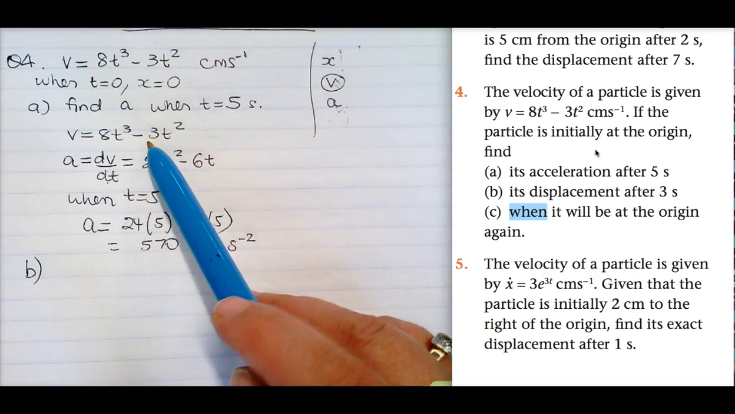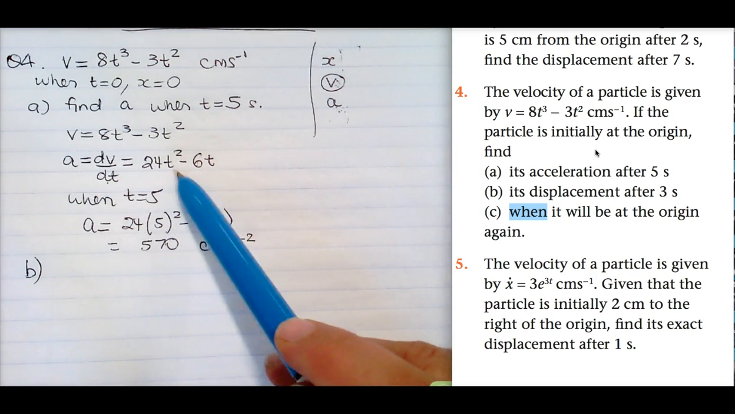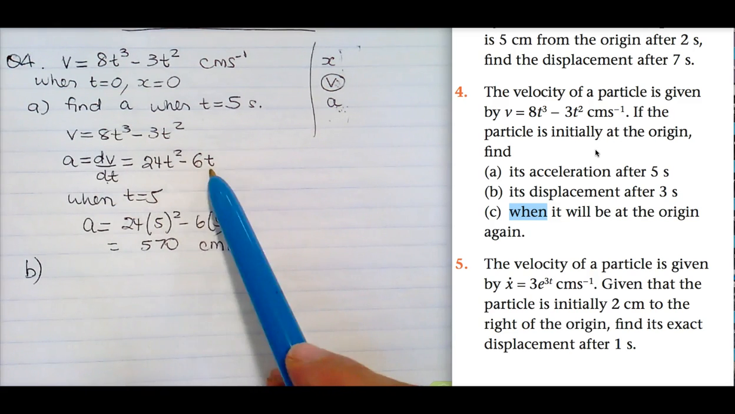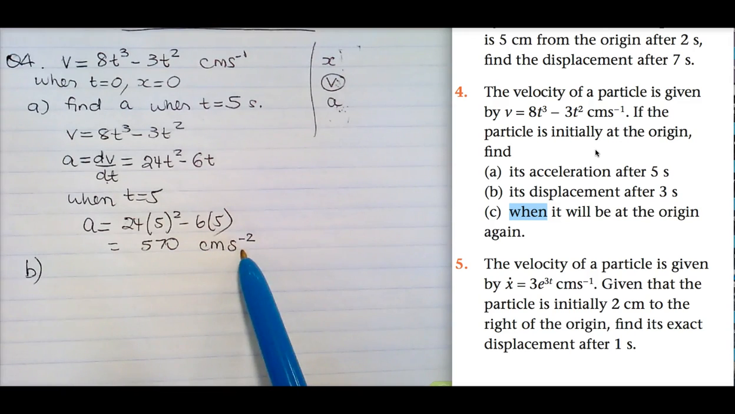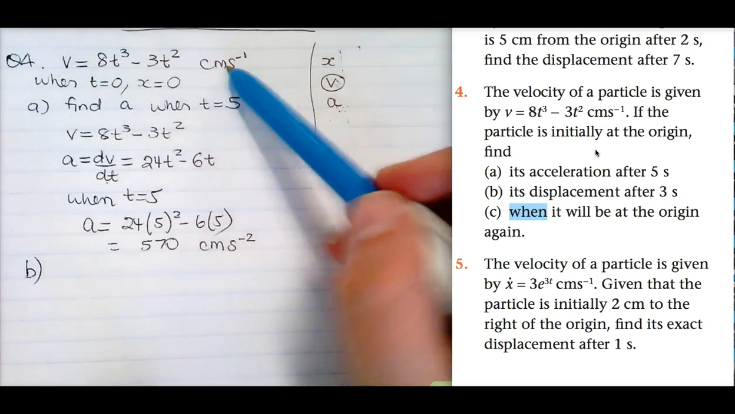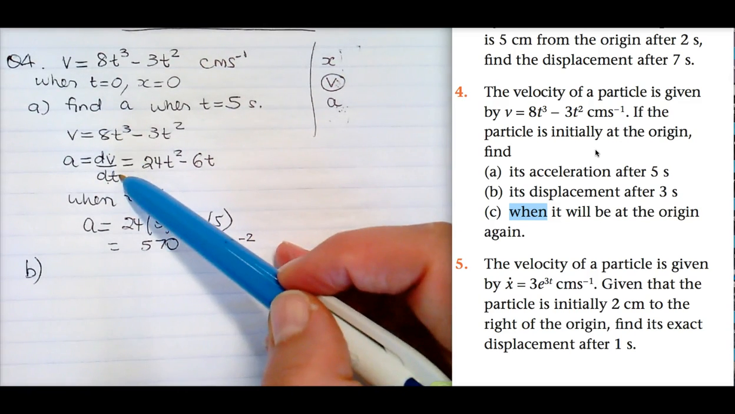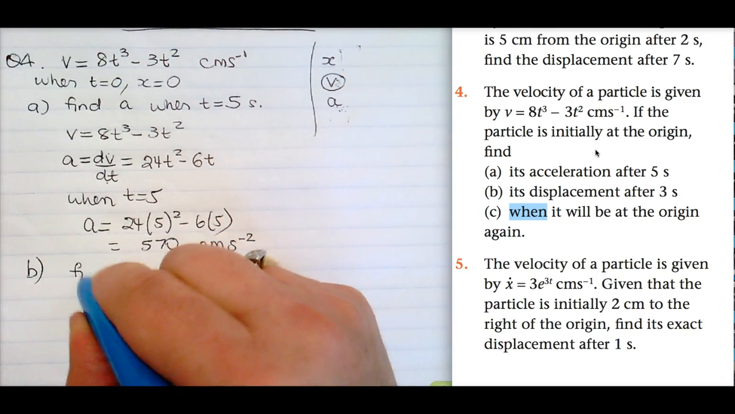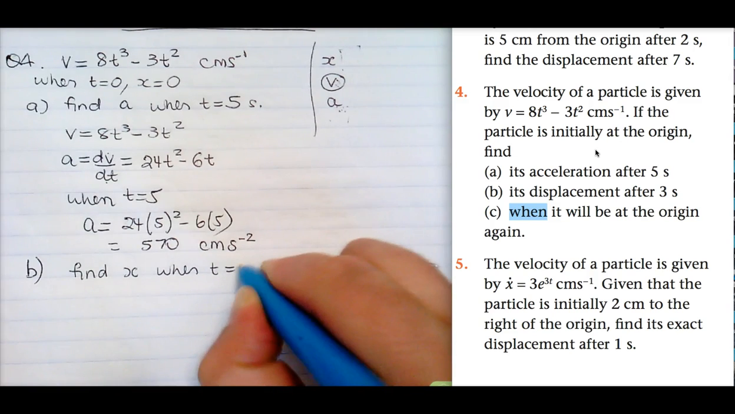So we've got the equation for velocity. To get acceleration, we differentiate. We get 24t squared minus 6t. When t is 5, we substitute 5 into the t, and we get 570 centimetres per second squared, because velocity is centimetres per second, and we're dividing it by seconds again. Part B, find the displacement, in other words, find x when t equals 3.